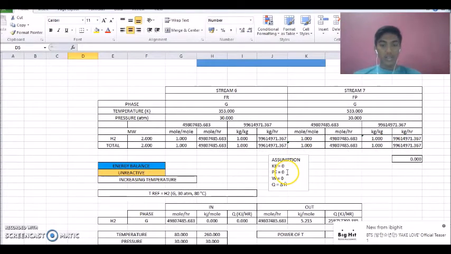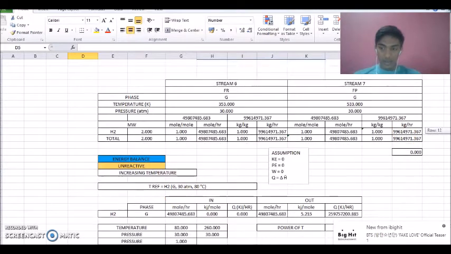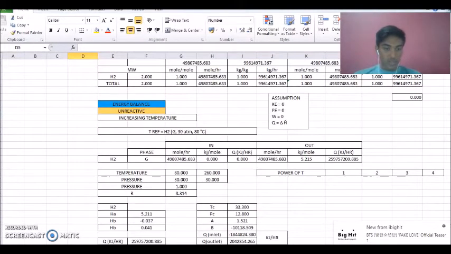The assumption that we have made is that the kinetic energy, potential energy, and also work done are equal to 0. And we choose the reference, which is hydrogen at 80 degrees Celsius and 30 atm and in gas state. The heat energy produced is equal to this, and since it is a positive value, therefore it is also an endothermic reaction.